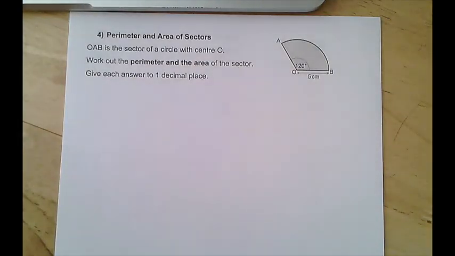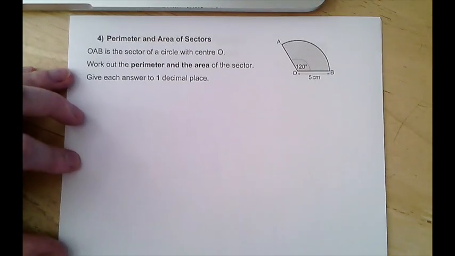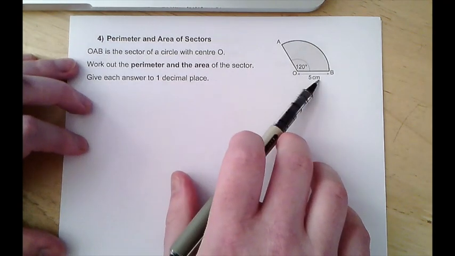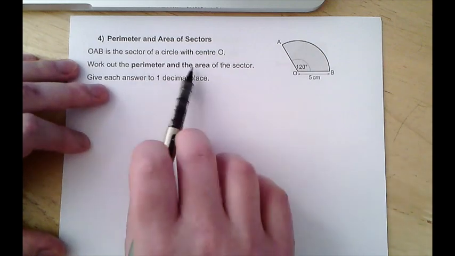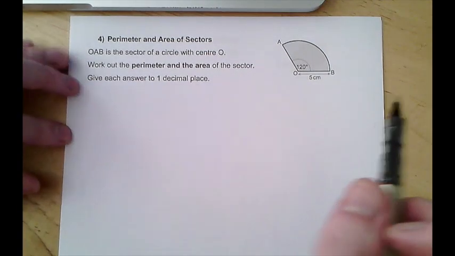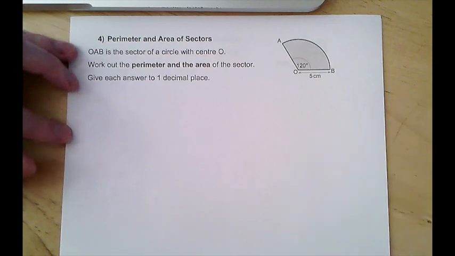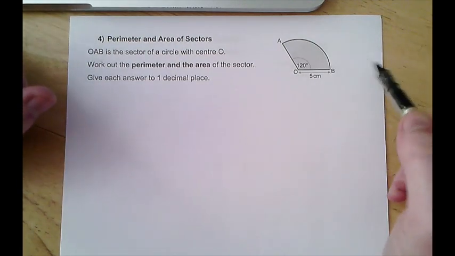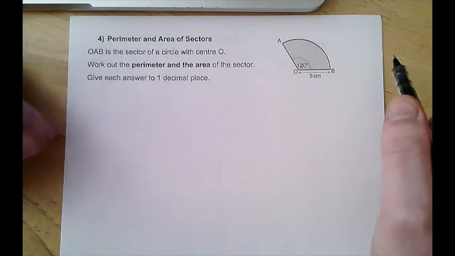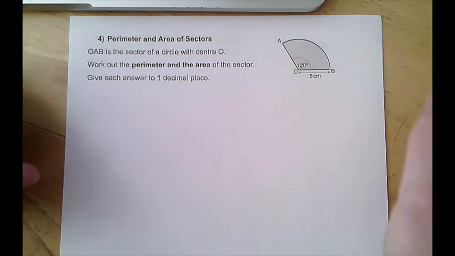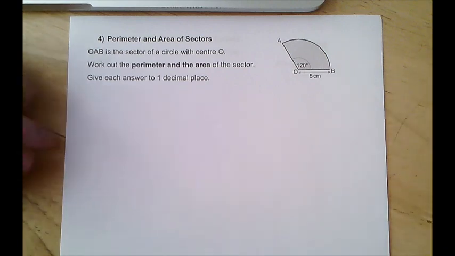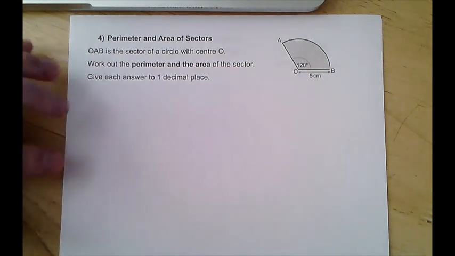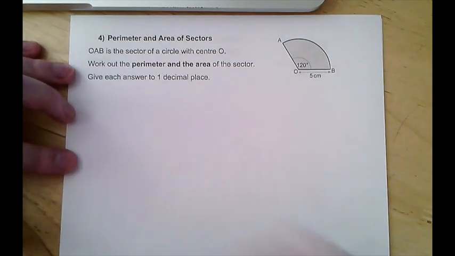Okay, question 4. We're told that this is a sector, part of a circle. We're asked to find the perimeter and the area of the sector. Now, I'm not going to explain where the formulas I'm about to use come from, because I've explained them in a video previously, so I'd just be repeating myself. If you're not sure, look back at that video on the lesson on class charts.